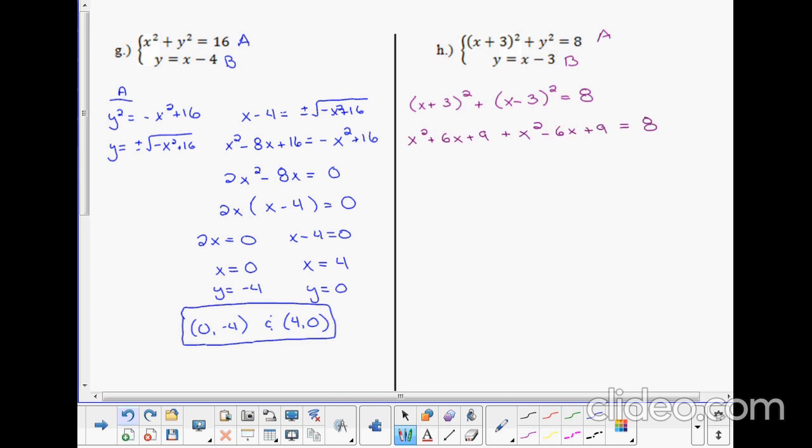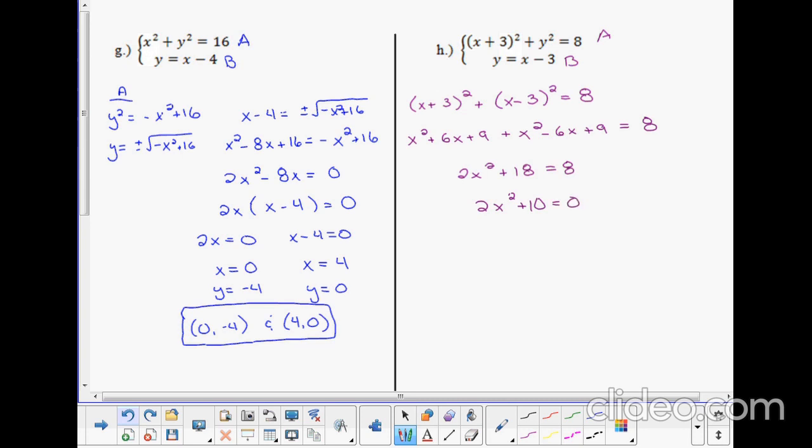Now I want to solve for this quadratic, so I need to make it equal to 0, and at the same time I'm going to combine some terms. So x squared plus x squared is 2x squared. 6x minus 6x would be 0. I'd have 9 plus 9, which would give me 18, minus 8, and then I set that equal to 0. So 2x squared plus 10 equals 0.